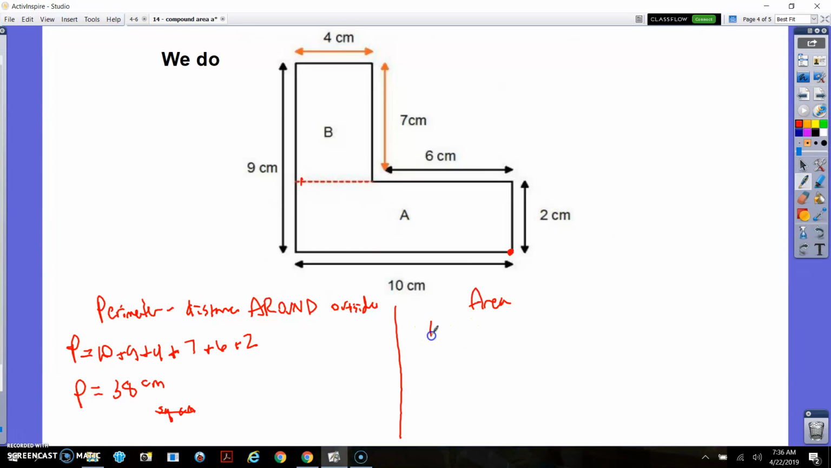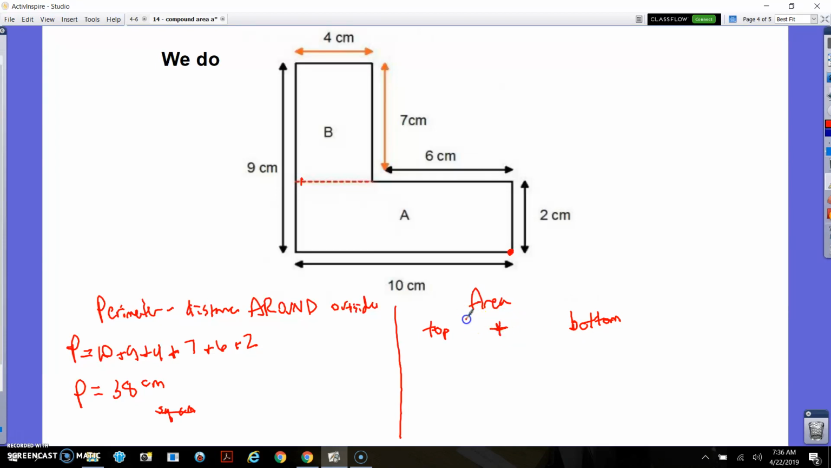Go with the flow. So here we're going to have to find the area of the top and the area of the bottom. We're going to use the formula 2 times and add them together. So it's like the top plus the bottom is going to make the total area. And we're going to do length times width to find this one, and length times width to find this one.